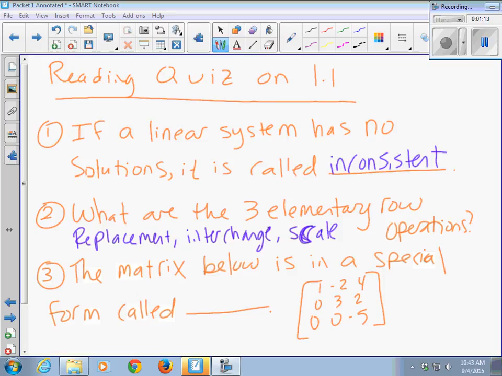Okay, the matrix right here, this 1, 0, 0, negative 2, 3, 0, 4, 2, negative 5 is in a special form. What's it called? Triangular. You can't tell if it's augmented unless you know the associated system. It's triangular because we have zeros in a triangle on the bottom. If you have zeros in a triangle on the top, that's also called triangular. This one is called lower triangular. There's also upper triangular.